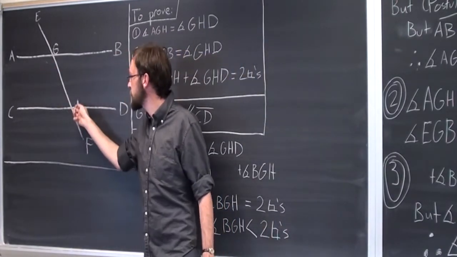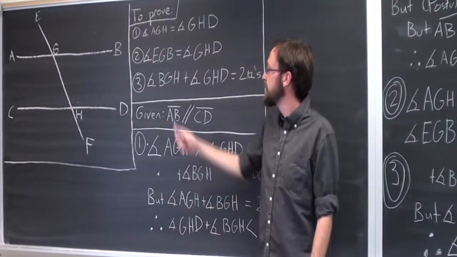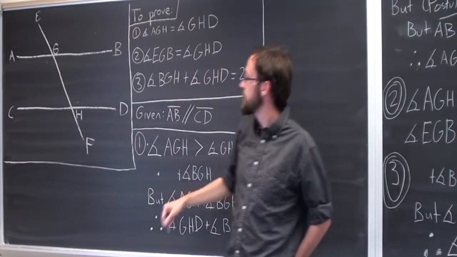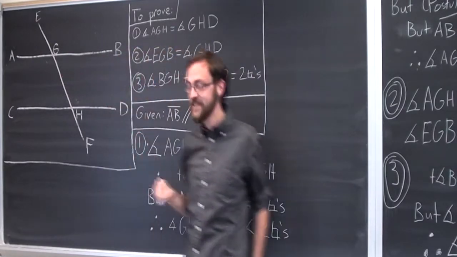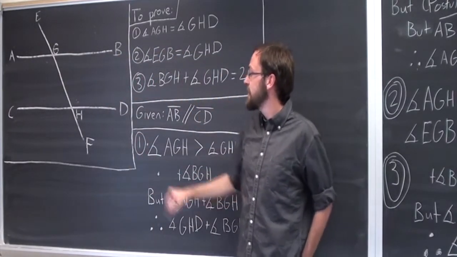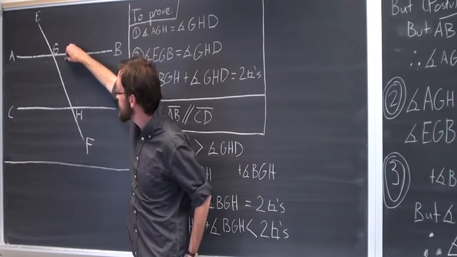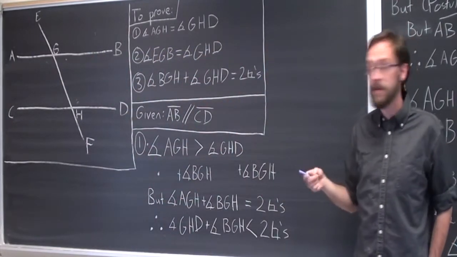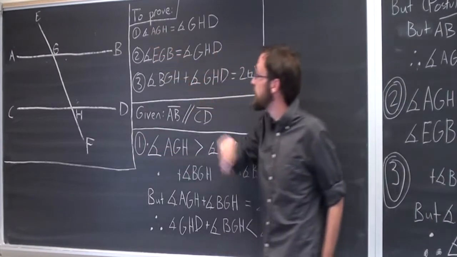So this one here and this one here. Second, that angle EGB is equal to the angle GHD. So this one here and this one here. And third, that these two angles taken together will be equal to two right angles. So to start with that, let's just start with the first one.